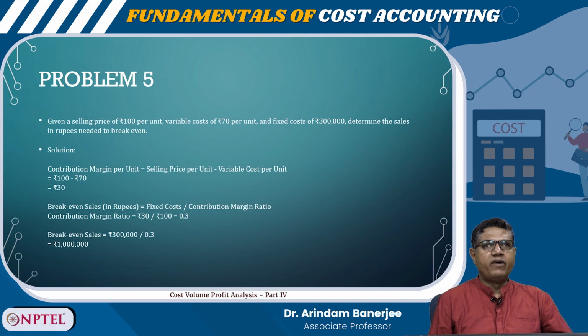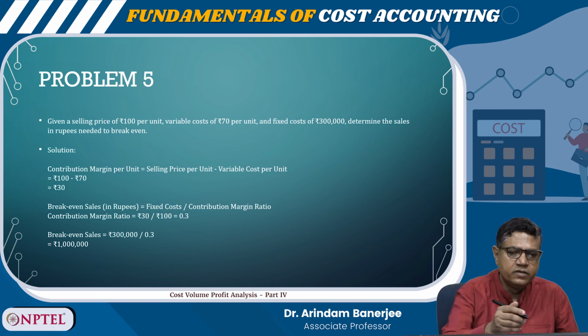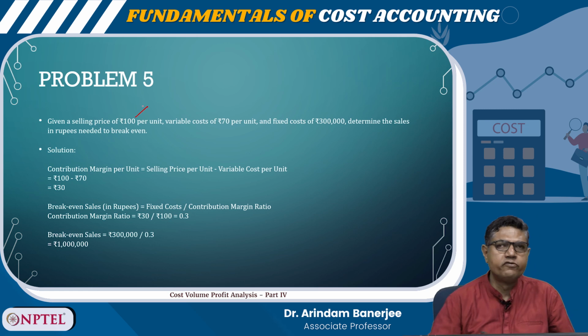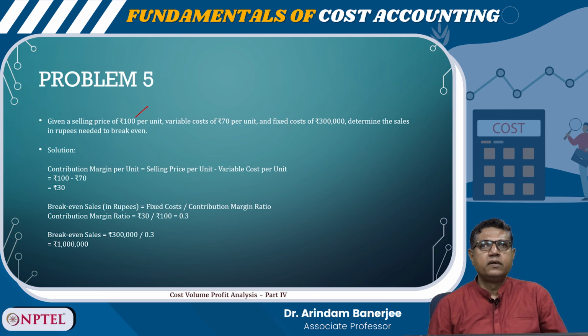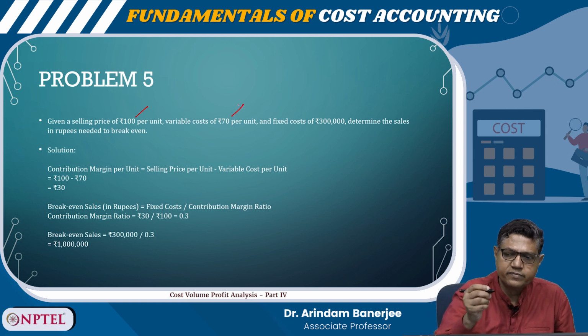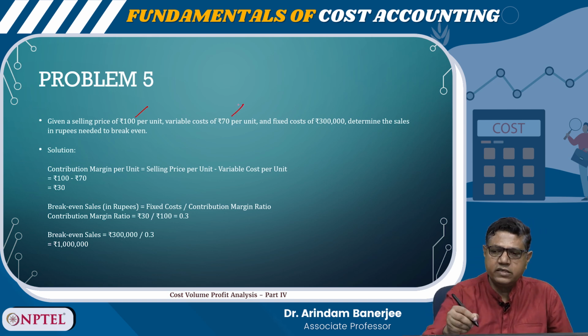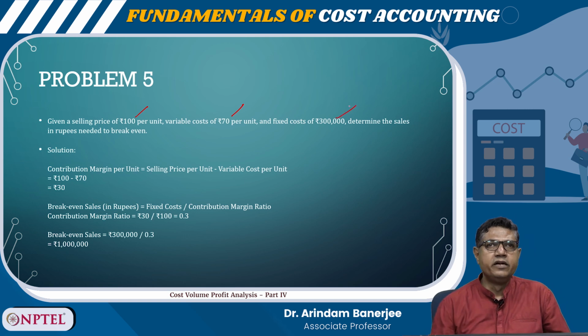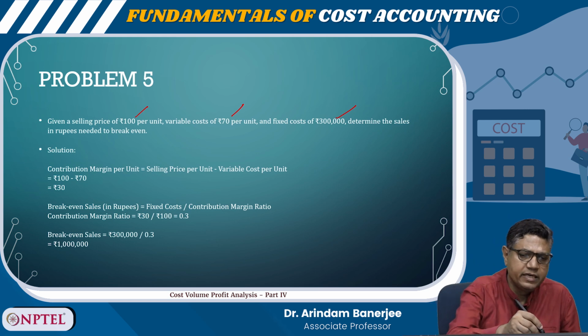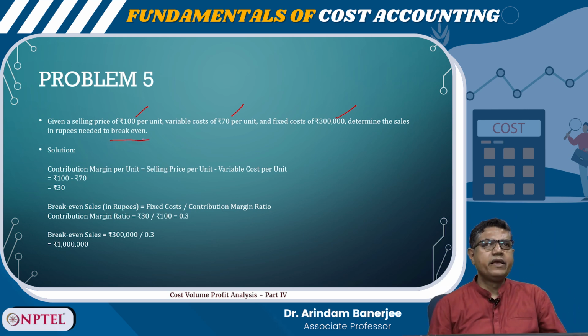Next problem, problem 5. Given a selling price of rupees 100 per unit, and variable cost is rupees 70 per unit, and fixed cost is rupees 3 lakh. Determine the sales in rupees needed to break even. So, basically it is asking for the break even sales. So, here is the solution.